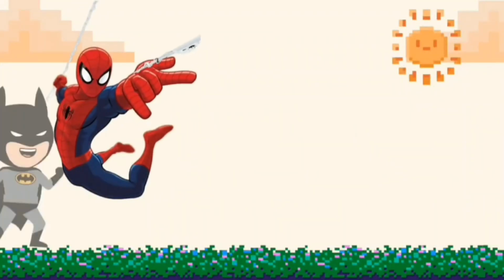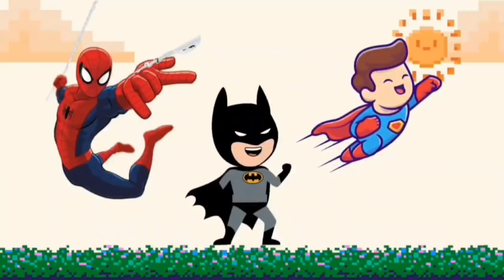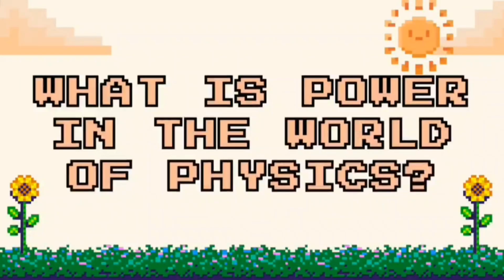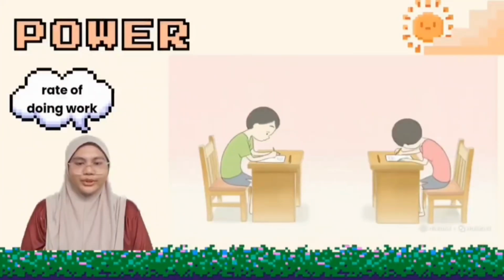Superheroes like Spider-Man, Batman, and Superman have amazing powers that they use to save the world. We all admire them and wish we could have superpowers too. Who wouldn't want to be able to fly, climb walls, or have super strength? But in physics, power has a very different meaning. It is not about super strength or flying. Power is the rate of doing work.